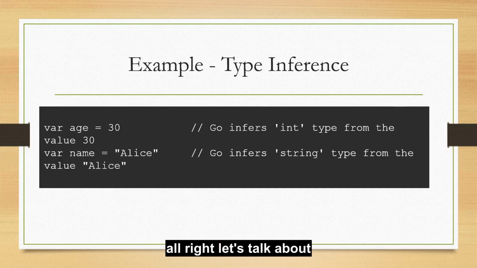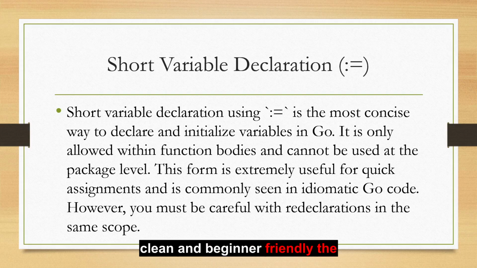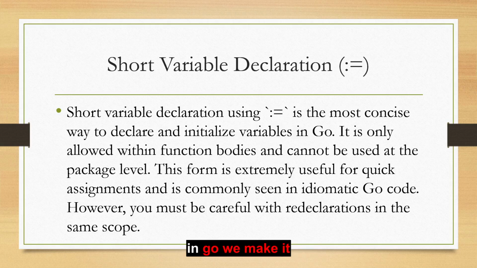Alright, let's talk about something that makes Go really clean and beginner friendly. The short variable declaration, which uses the shorthand operator colon equals. Now if you are coming from a language like Java or C++, you might be used to writing long lines just to create a variable, like int age equals 25. In Go, we make it super short and sweet. You just write something like age colon equals 25 and boom, done.